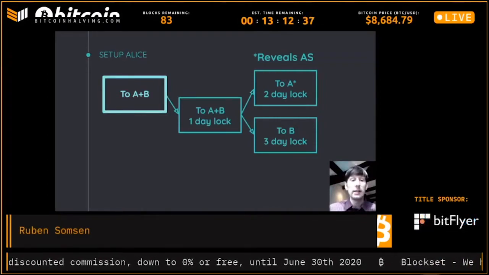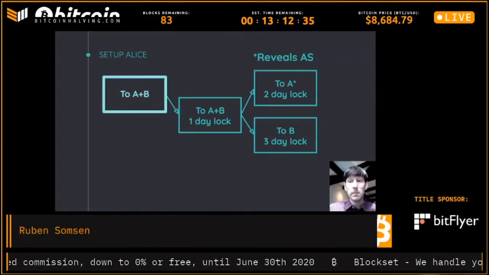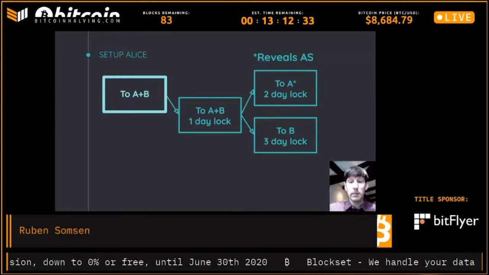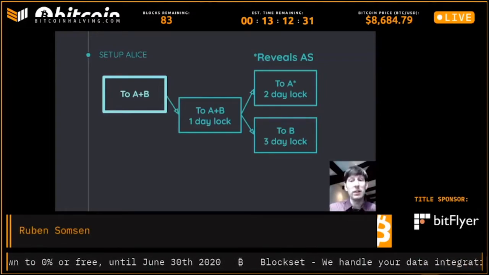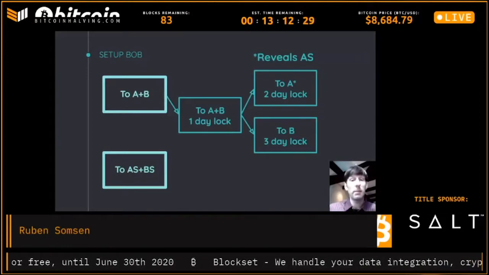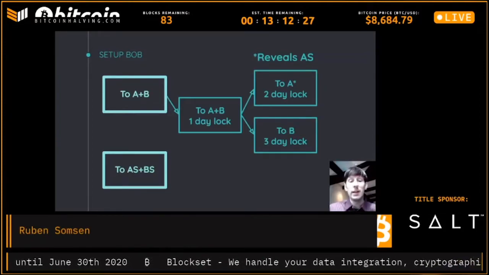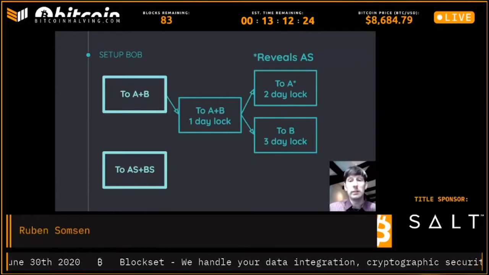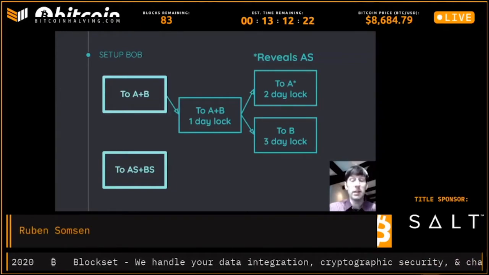So now this first transaction goes on chain. And now it's Bob's turn. Bob, knowing that he will either learn the secret or get the money, just locks it up on the other chain, let's say Litecoin, with two keys, Alice's secret and Bob's secret.